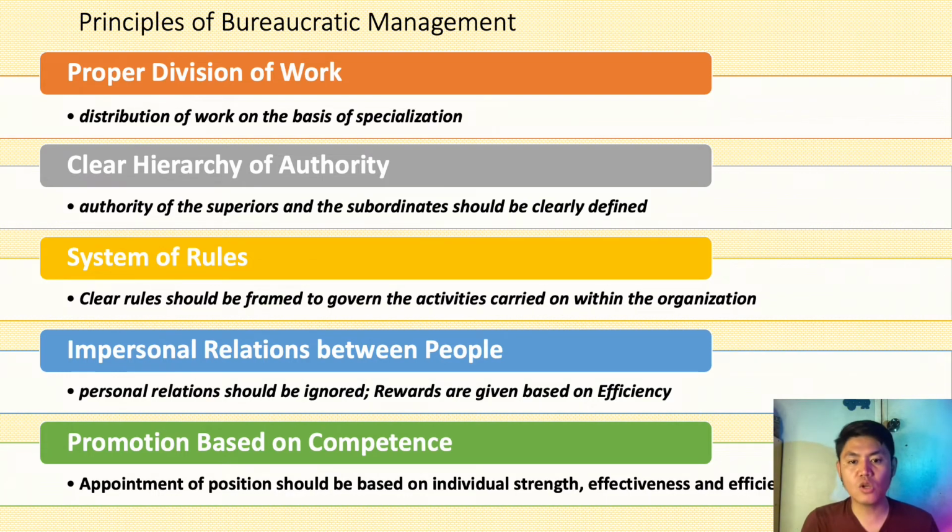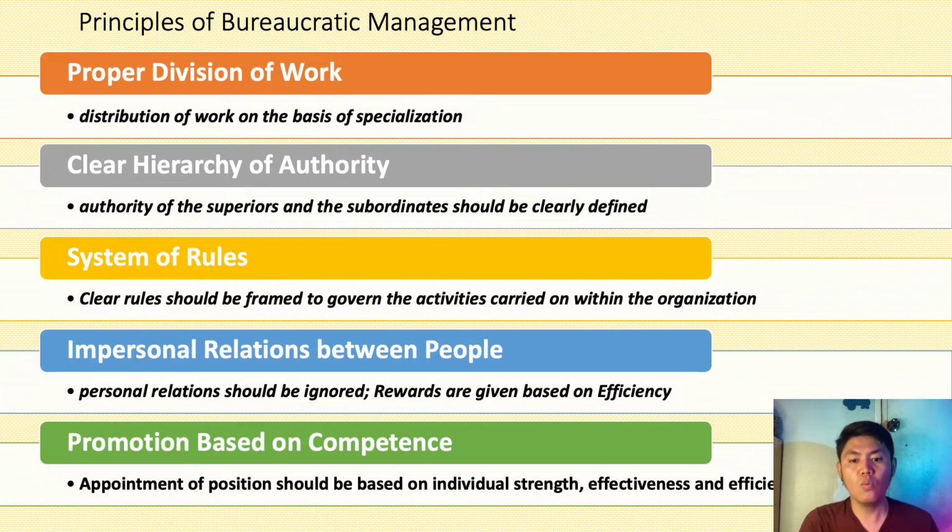Aside from that, there is also what we call system of rules. These are clear rules and they are framed to govern the activities carried on within the organization. These rules should be strictly implemented. Aside from that, according to the bureaucratic management approach, there should be impersonal relations between the people within the organization. Under this approach, personal relations are always ignored. Rewards are given not on the basis of personal relations, but on the basis of efficiency and effectiveness.